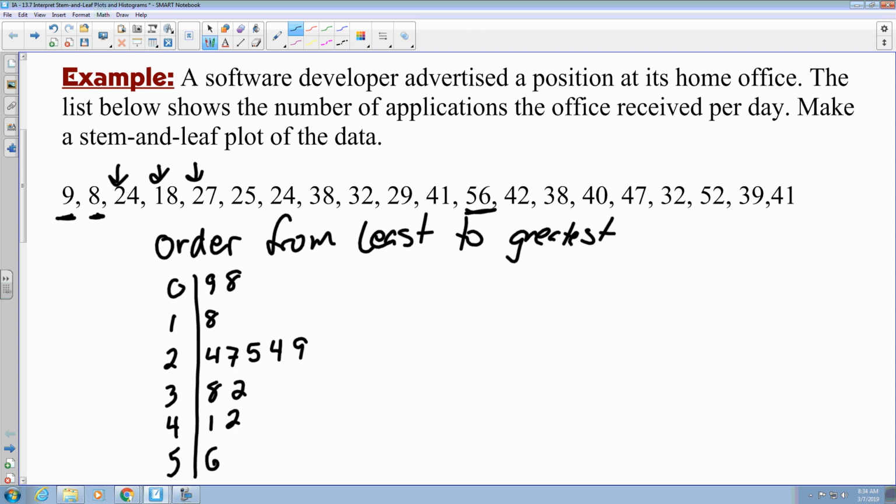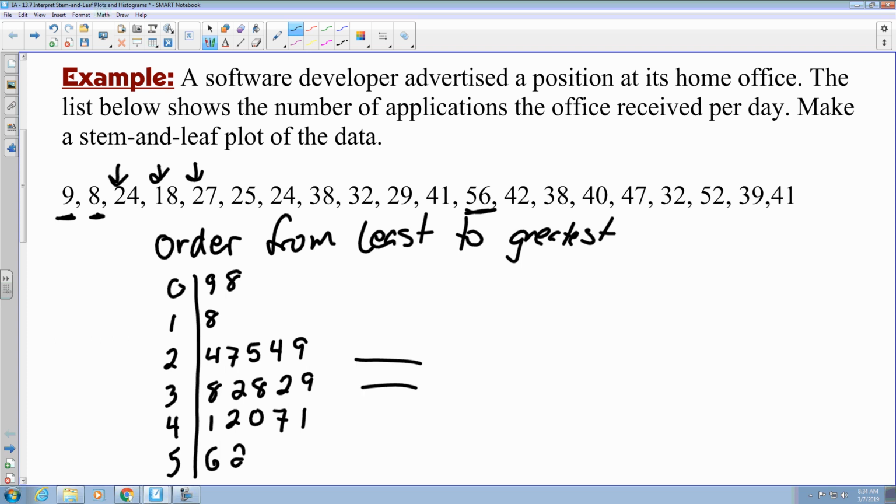42 goes with 4, 38 goes with 3, 40 goes with 4, 47 goes with 4, 32 goes with 3, 52 goes with 5, 39 goes with 3, and 41 goes with 4. So I have a preliminary list. I don't have them listed in order yet.